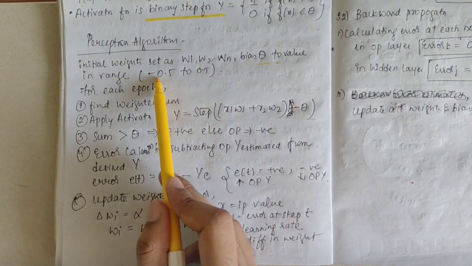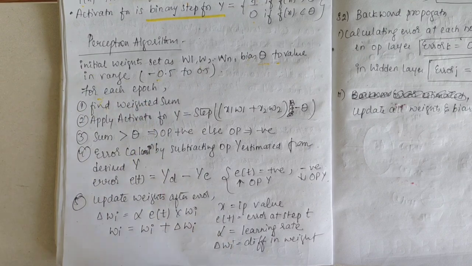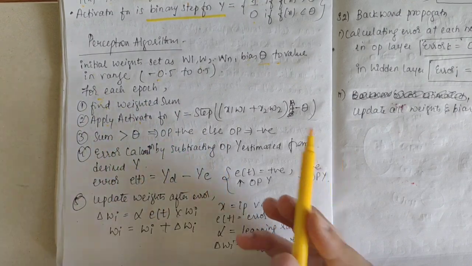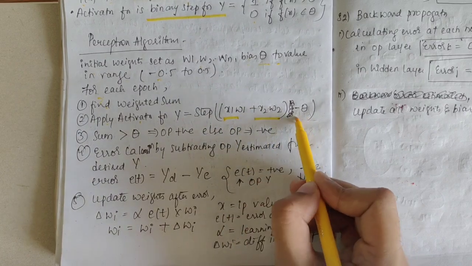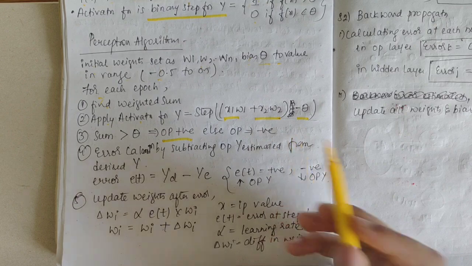The bias value could be in the range minus 0.5 to plus 0.5. For each epoch, find the weighted sum. First step is to find the weighted sum, and then apply the activation function, that is x1 w1 plus x2 w2 minus theta. Then if the sum is greater than theta, the output is positive, else it is negative.